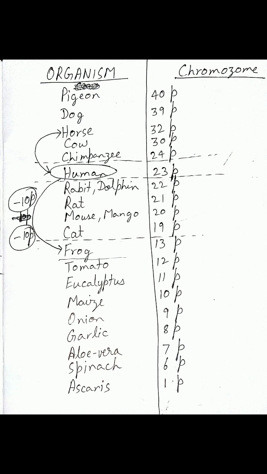Now comes dog, another friend of humans. Dogs have 39 pair of chromosomes and pigeons have 40 pair of chromosomes. Okay.